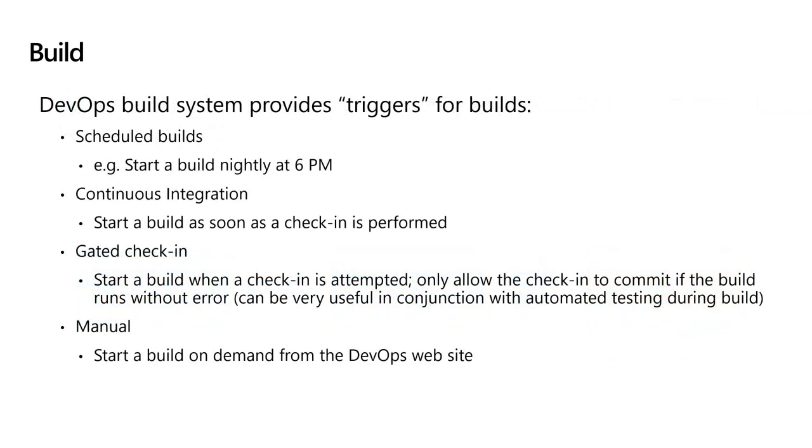The builds in DevOps have triggers for builds, and that's just different ways of starting a build. You can schedule them, so you can run a build every night at 6 o'clock or something like that. That could be a simple model for development. Continuous integration means that a build is started as soon as a check-in is done. Gated check-in takes that a step further, and it starts a build when the check-in is attempted, and it only commits the check-in if the build succeeds. And then you can also start a build manually from the Azure DevOps website.